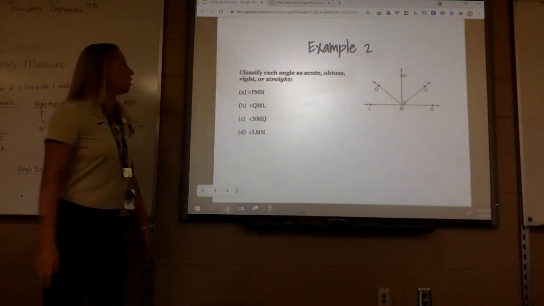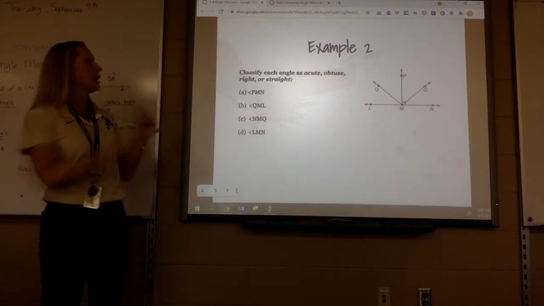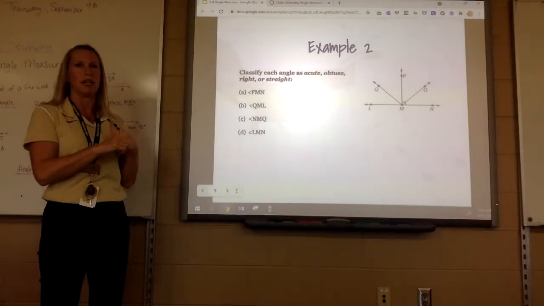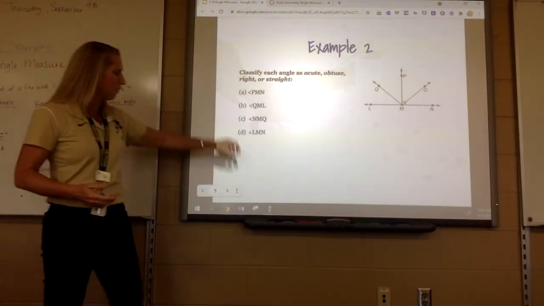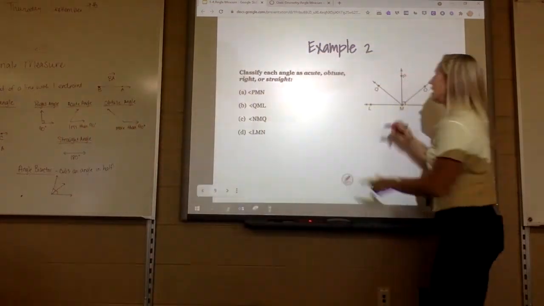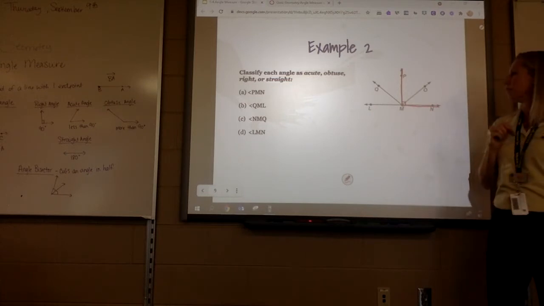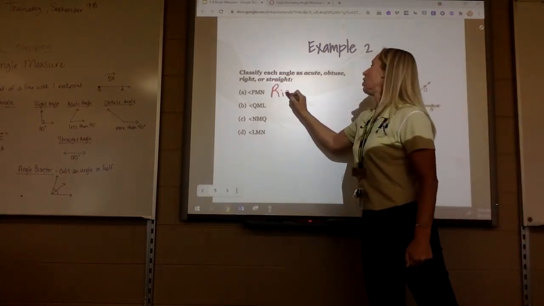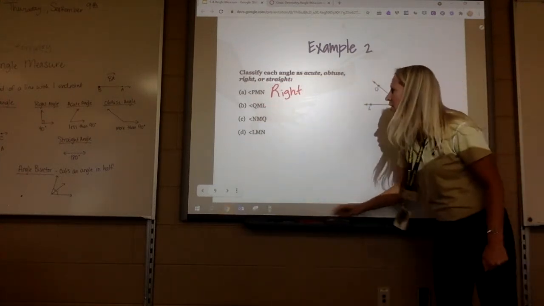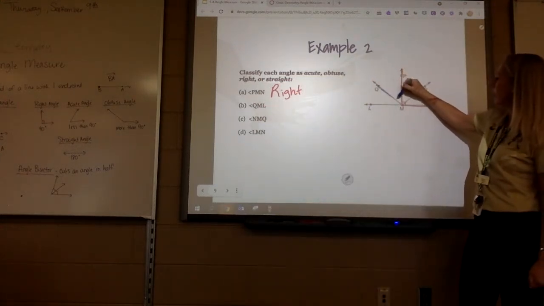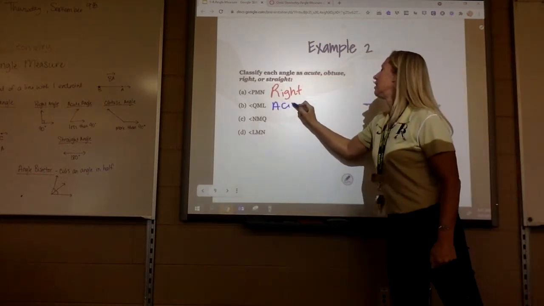All right. So you're going to have some problems like this. You're going to have to first classify each angle as acute, obtuse, right, or straight. And then you'll have some where you have to find the angle measure. So I'll show you that too. First let's look at angle PMN. What kind of angle is that? A right angle. When you're locating the angle, remember, follow the letters in order. So let's look at QML. Acute. Acute, good.